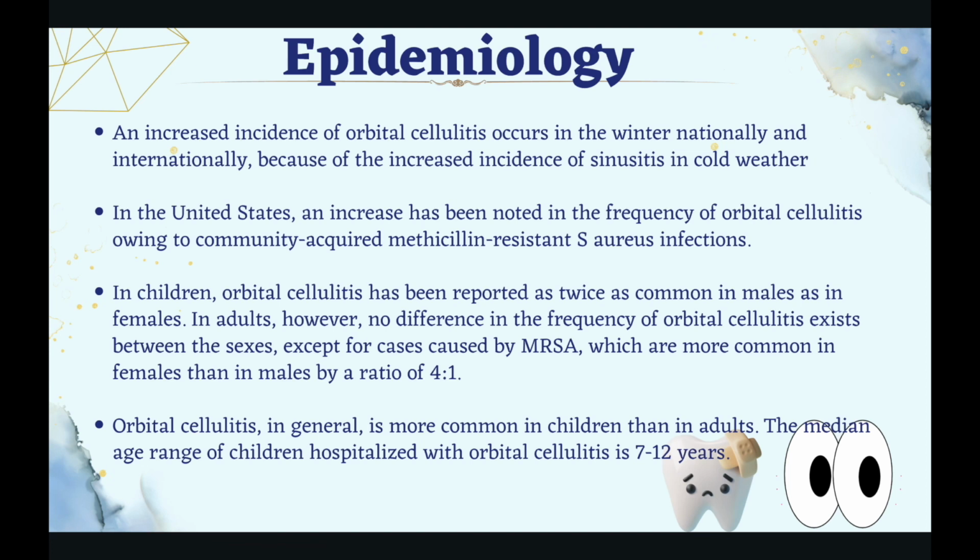In children, orbital cellulitis has been reported as twice as common in males as in females. In adults, however, no difference in the frequency of orbital cellulitis exists between the sexes, except for cases caused by MRSA, which are more common in females than in males by a ratio of 4:1. Orbital cellulitis in general is more common in children than in adults. The median age range of children hospitalized with orbital cellulitis is 7 to 12 years old.